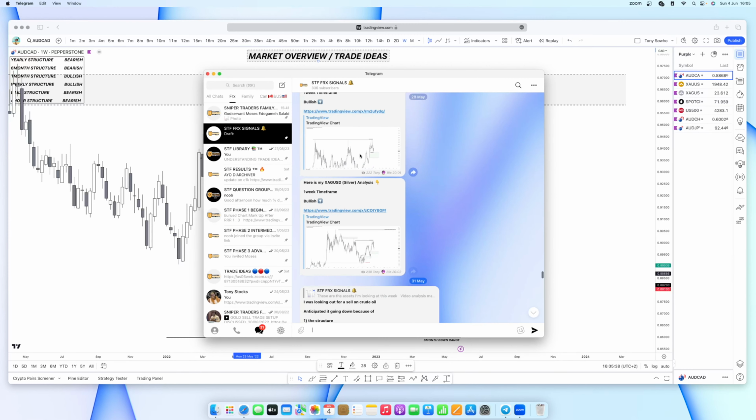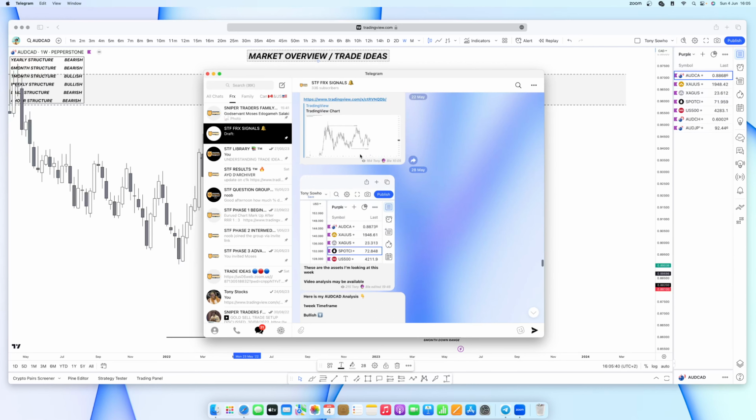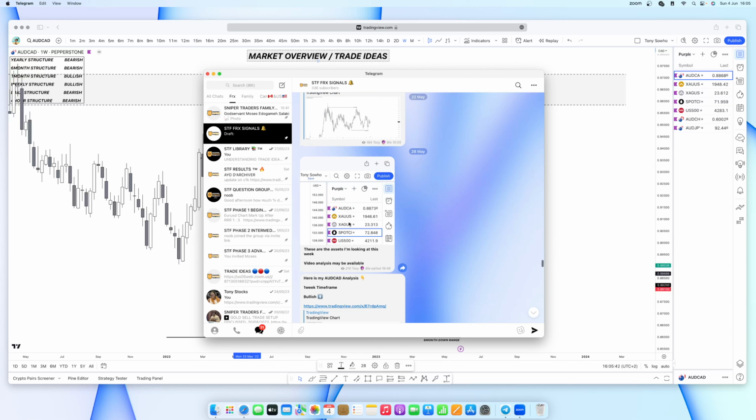I called out about, I think, five or so. So yes, the purple list, 1, 2, 3, 4, 5. So AUD CAD, gold, XAU USD, and then silver, and then US oil, and US 500. So just one currency pair and metals, and then we have the US oil, and then one of the indices. Right, and then I said these are the assets I am looking at this week.